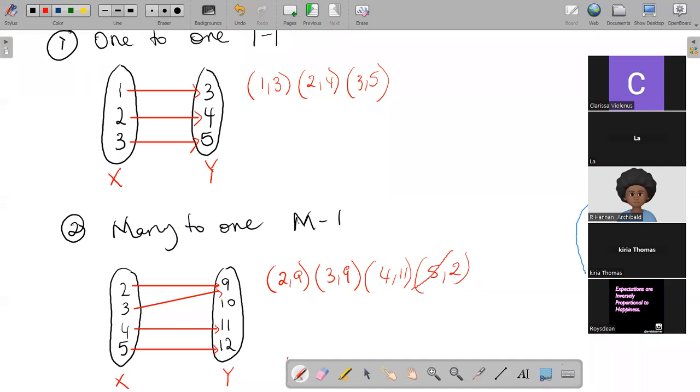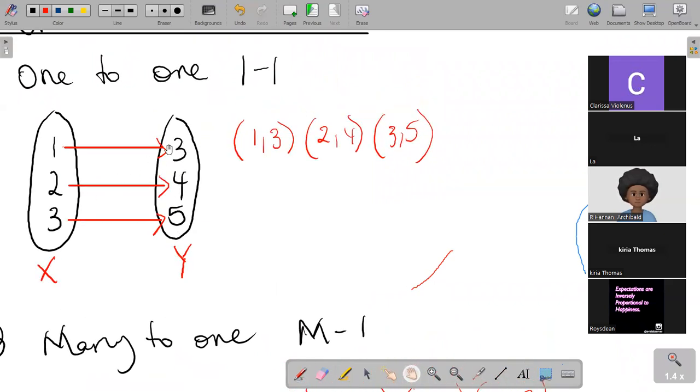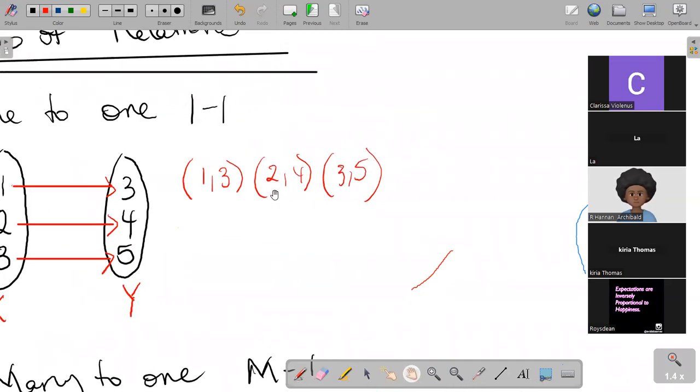So let's look at it. And I'm going to be honest with you. Listen to me, guys. It does not matter which one they give you. If they give you this version, you should be able to tell it's a one-to-one. If they give you this version, you should be able to tell if it's a one-to-one. Because if you look at this, you realize one number going to one number. That means they're all going to different numbers.